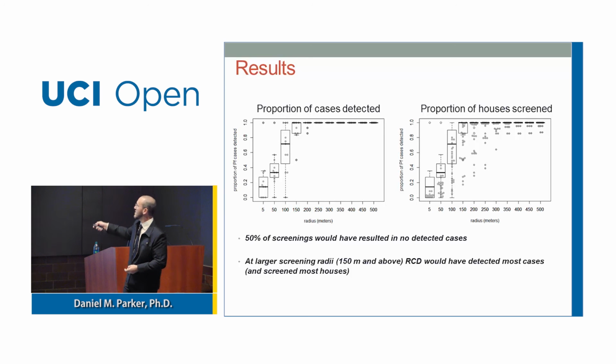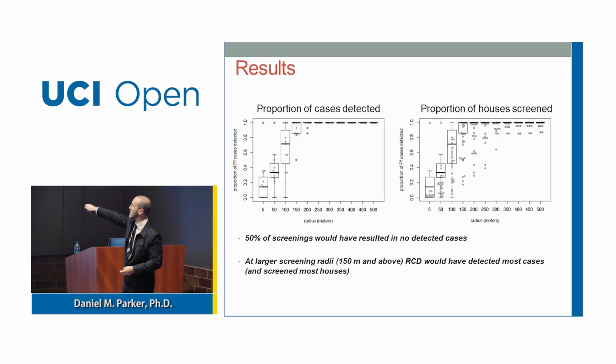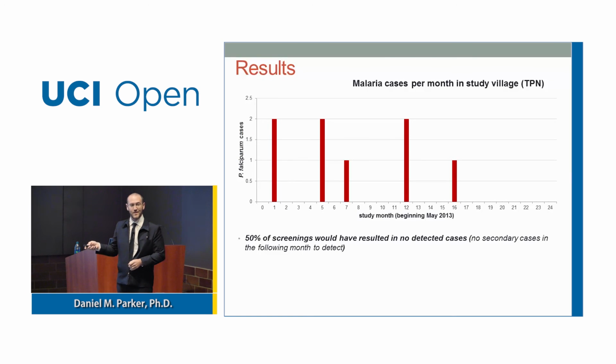But at the same time, I'm showing the proportion of houses that you would have had to screen to do that. And at that same 150 meters radius, you're screening almost all of the households in the community, which is a different approach altogether. It's not really spatial targeting. And if you have those sporadic cases like in the previous slide that I was showing you, you're going to be rescreening the same people over and over again. At some point, that community is going to get tired of you showing up and wanting their blood.